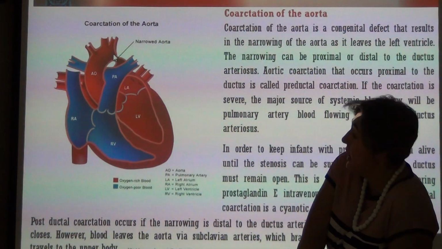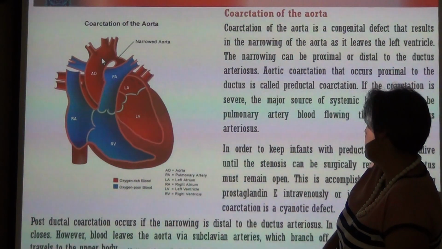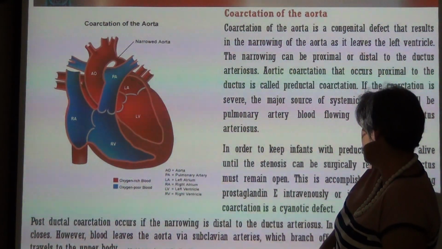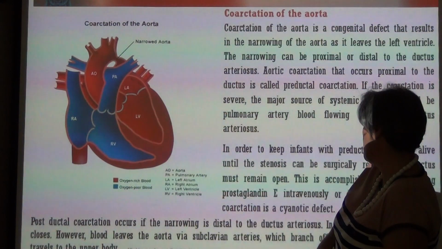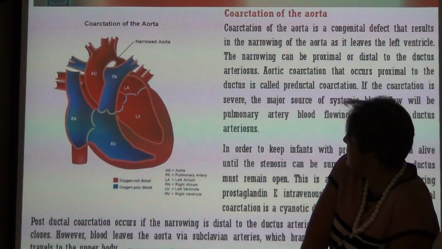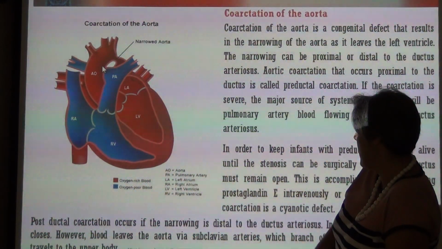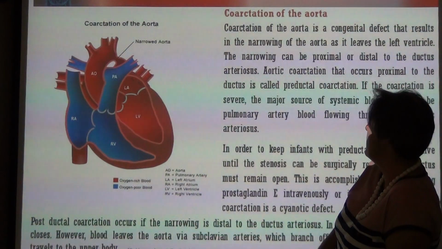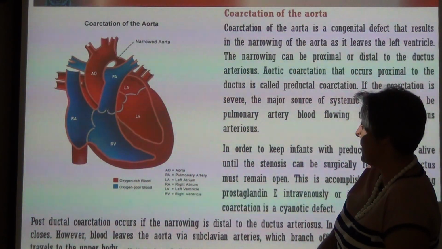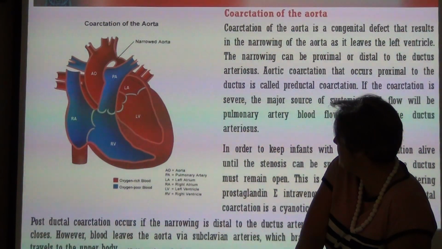remains open for as long as possible. Okay, and then we usually use prostaglandin E intravenously to keep this duct open until we can fix this coarctation. As soon as we fix this coarctation, we can close the PDA as well, and then the patient will be completely fine. Okay, so that is the coarctation of the aorta.